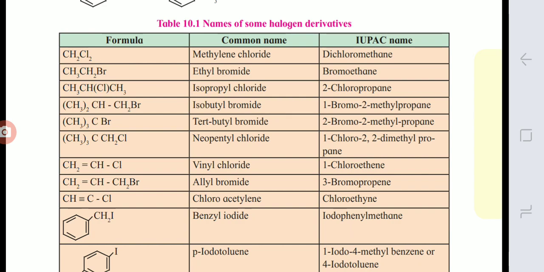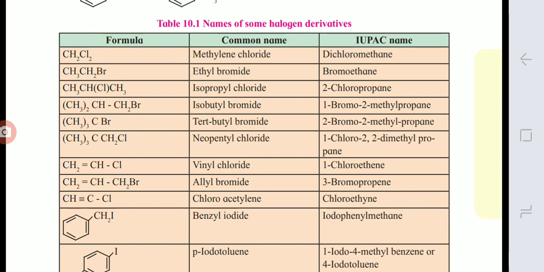Then in the next structure, that C carbon is attached to 3 CH3 groups. Write down the detailed structure. What is the structure? CH3 C CH3 CH3 Br. So a 3 carbon chain is there. Total there are 4 carbon.